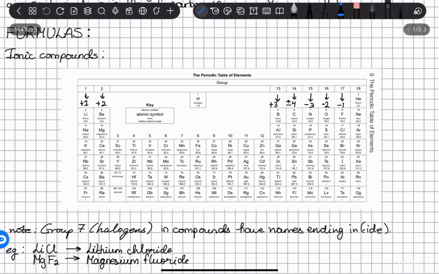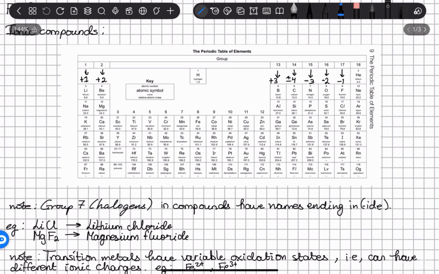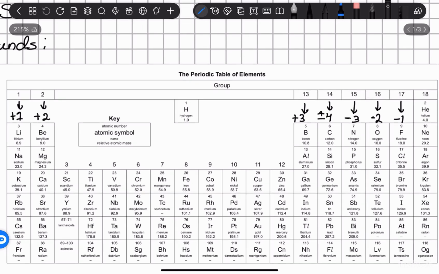So the next thing to look at are formulas, chemical formulas. First things first, ionic compounds, which we do know from IGCSE how to derive. It's the same principle. There's nothing new about this. The charges I've written are the ionic charges. So when these individual groups have their atoms becoming ions, these are the charges those atoms possess.